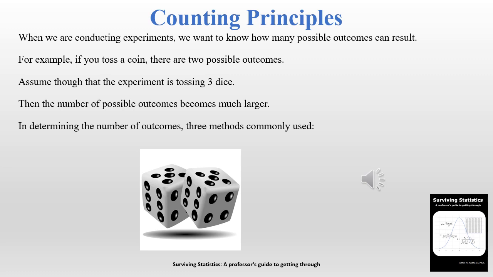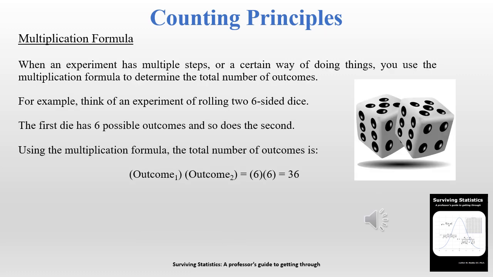When we're conducting experiments for research, we often need to know how many possible outcomes can result. For example, if you toss a coin, there's only two possible outcomes. But what if you toss 3 dice? There are many more possible outcomes. Or you toss 3 coins. In determining how many possible outcomes we have, there are 3 different methods and formulas we will use to do that. The first method of determining the number of possible outcomes is the multiplication formula.